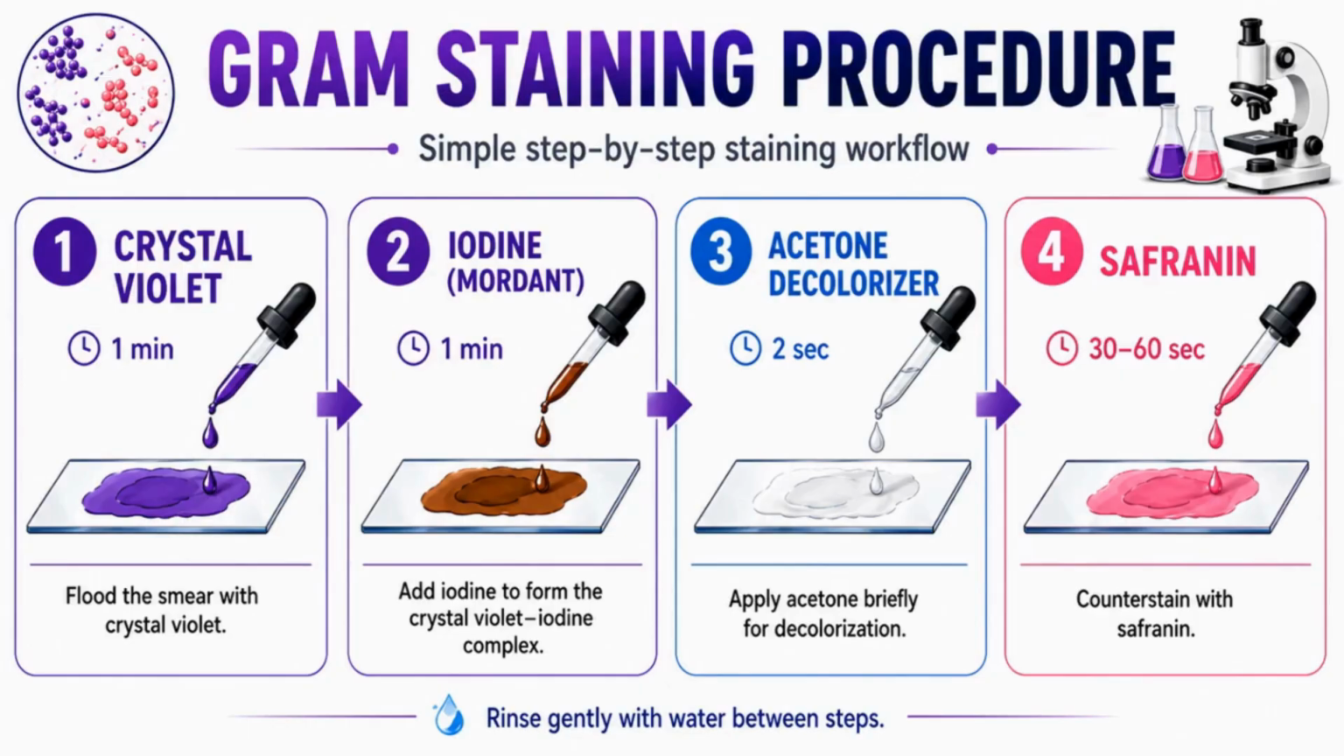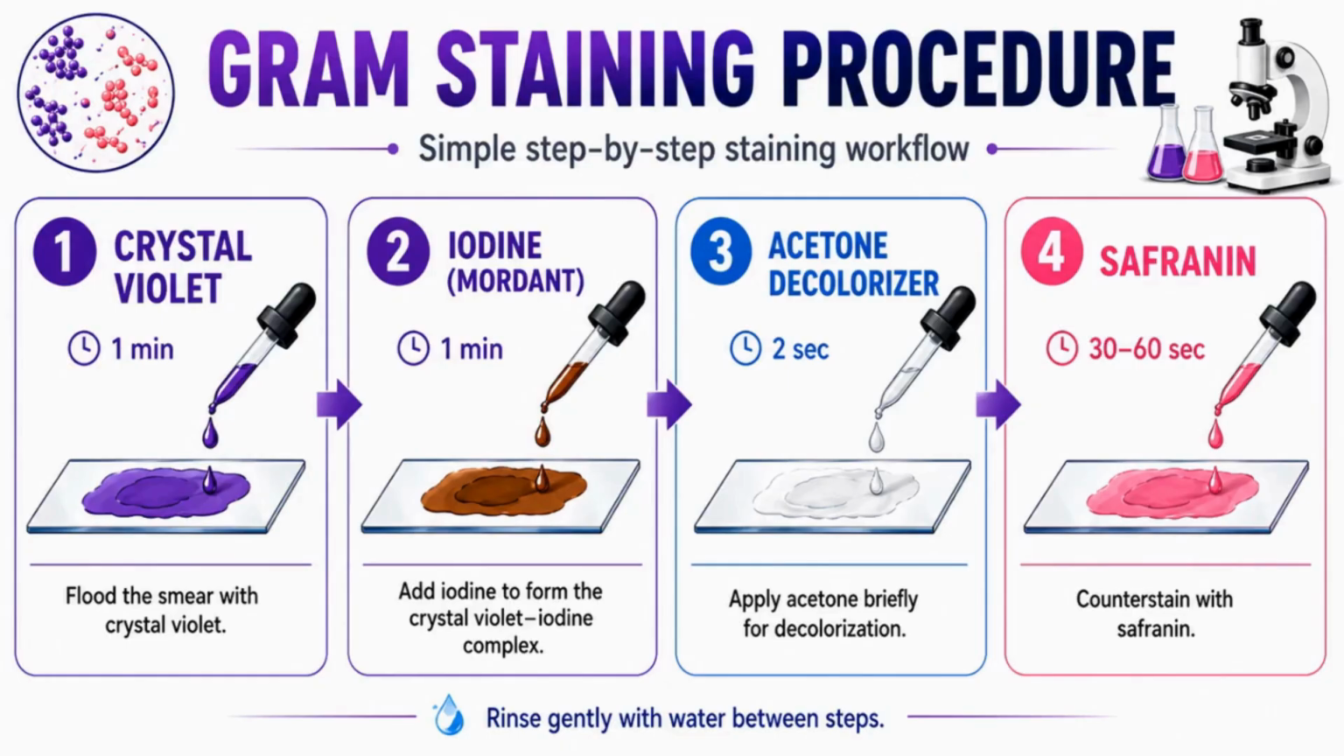The third step is decolorization. In there we pour a few drops of decolorizer onto the smear, for example acetone, and it is just kept for 2 seconds. And the slide is immediately rinsed with water. The decolorizer removes the primary stain from the gram-negative bacteria, while the gram-positive bacteria will retain the primary stain. So decolorization here is the most crucial step of gram staining.